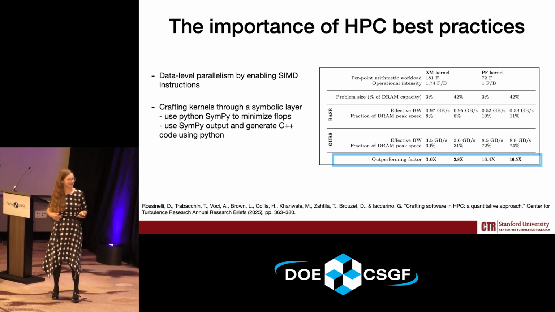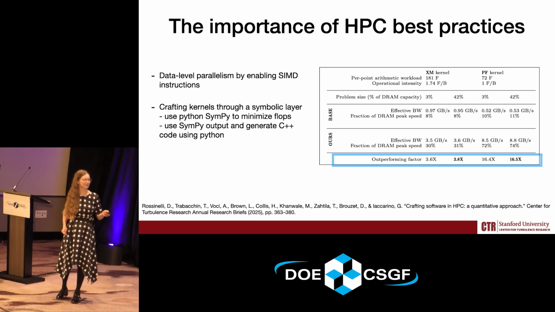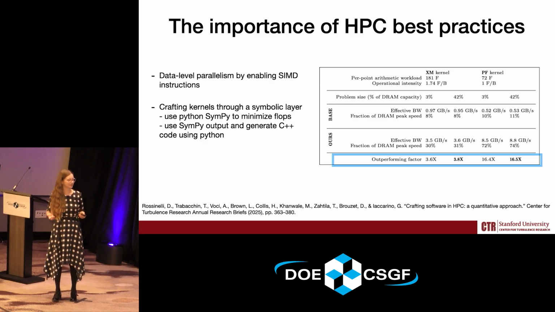And I should mention that these changes had almost a 4x speed up in my X momentum kernel, and then also for the phase field kernel, which is the conservation of mass, it had over a 16x speed up.